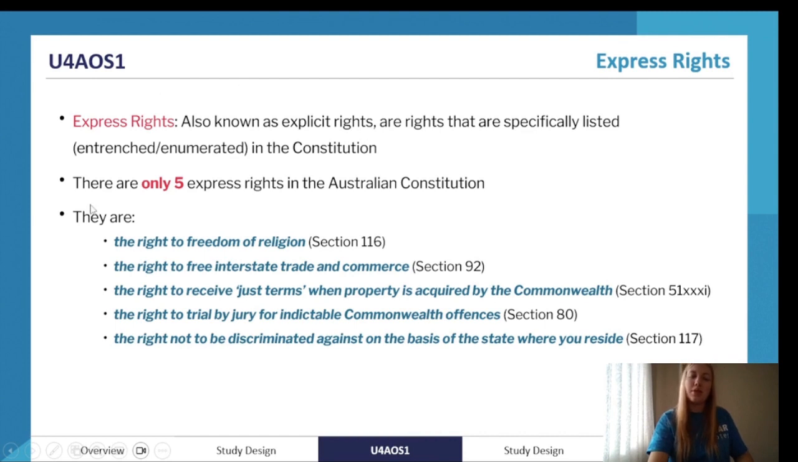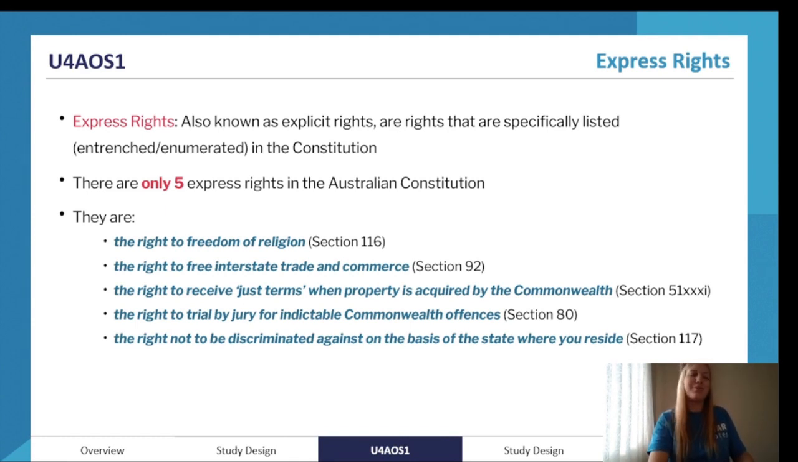So, the right not to be discriminated against on the basis of the state where you reside is our last one, section 117. Easy to remember because it just follows on from section 116. Essentially, residents of other states cannot be discriminated against, whether that's verbal, whether that is a form of you're trying to move and no one wants to hire you for work, or give a contract for a tenancy for you, or they try to make things more expensive for you.